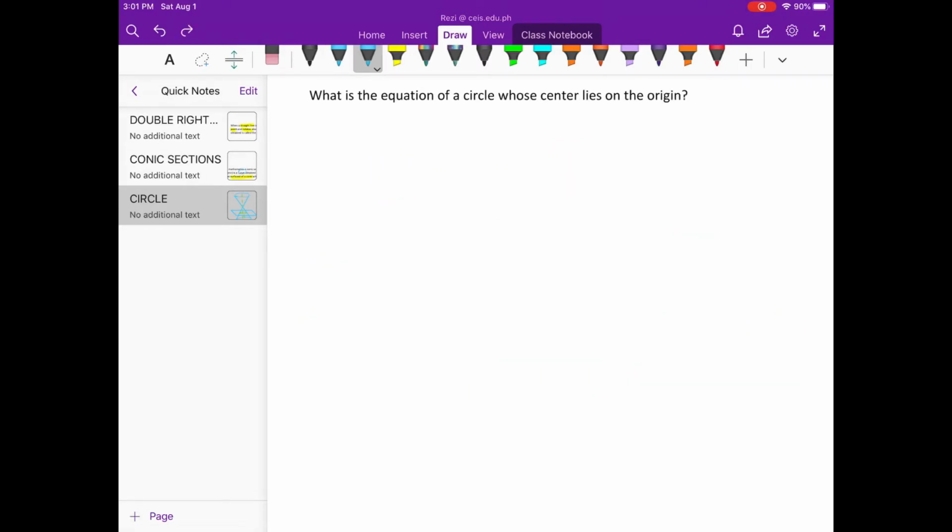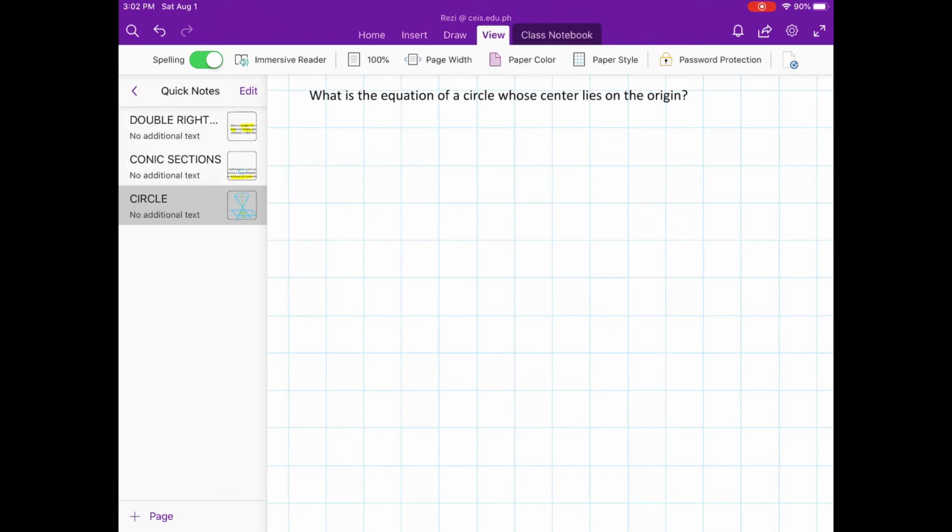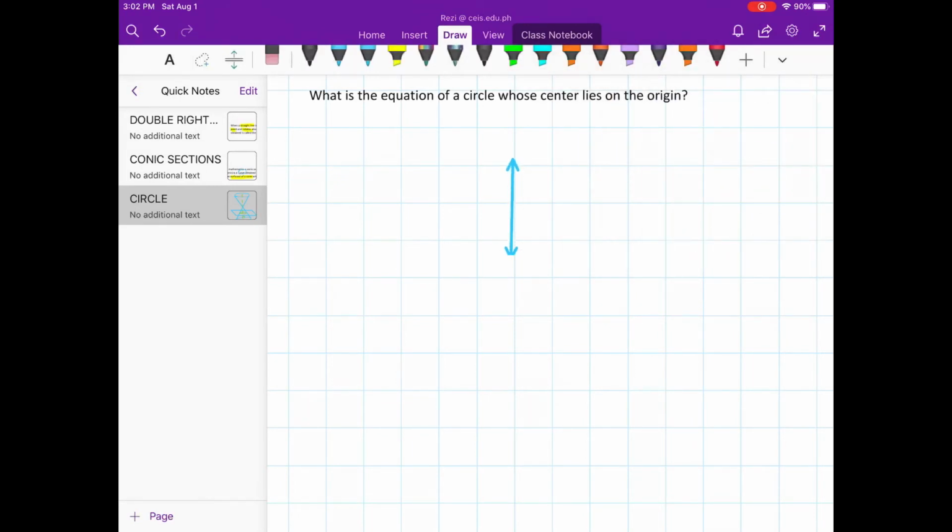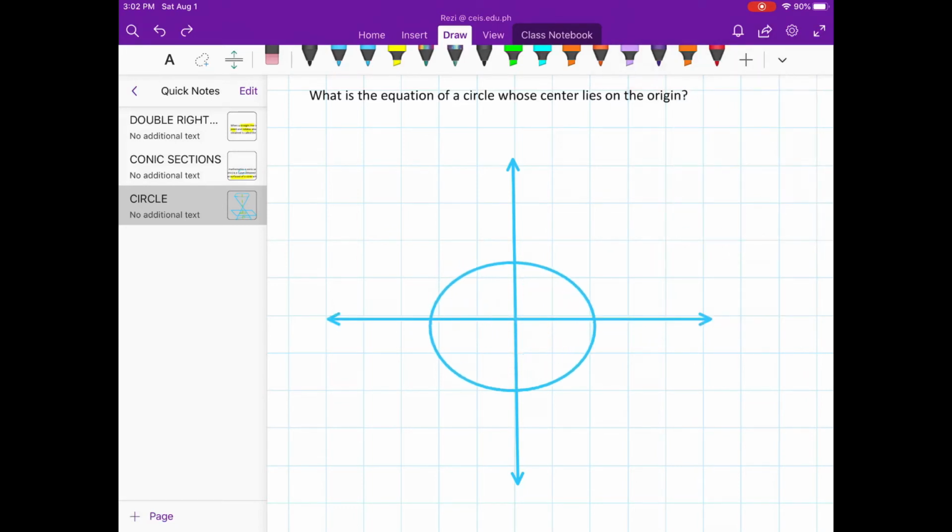So what is the equation of a circle whose center lies on the origin? Let's use graphing paper and draw the Cartesian plane. Where can you find the x-axis? The other one is the y-axis. And let's draw a circle. Close enough. So the center is at the origin. Let's call this point A, also known as 0, 0, the origin.